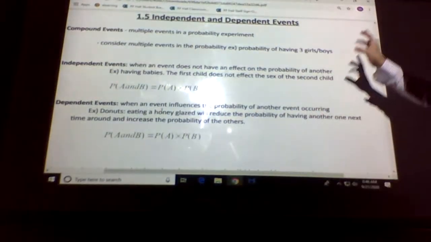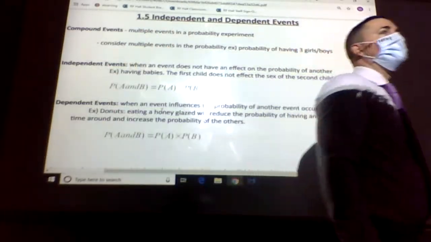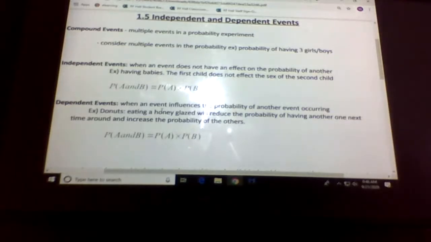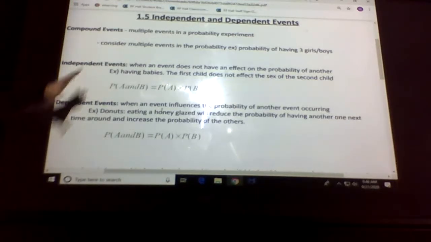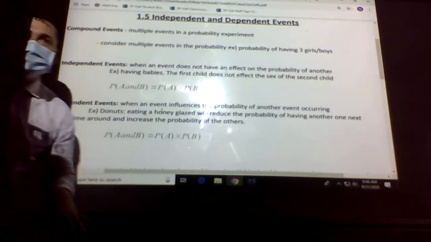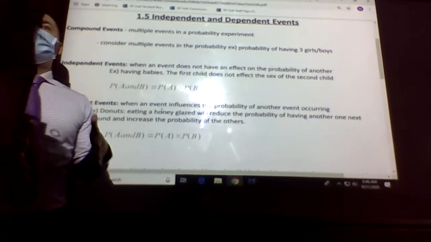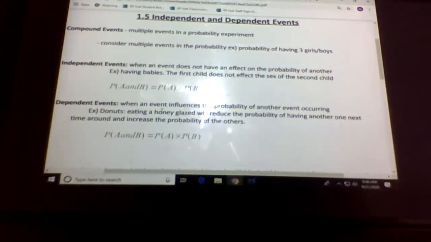Okay, so as I was saying before, we have compound events. Sophia, put it away. So we have compound events. This is when we're having multiple events occurring. We want something to occur and then another thing to occur. Compound events are broken down into independent and dependent events. Independent events is when one event does not affect the next event.